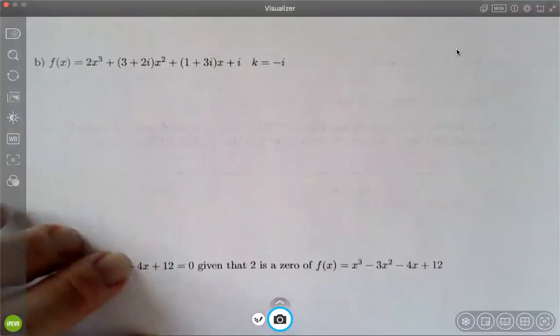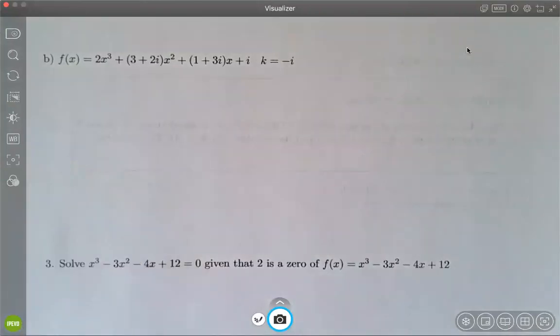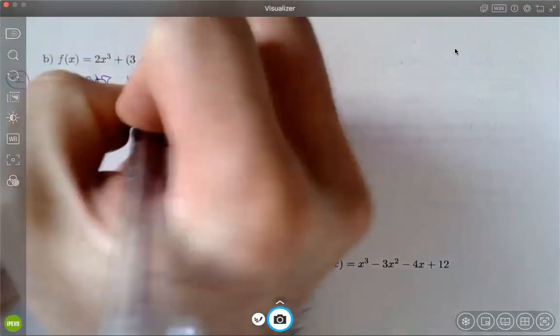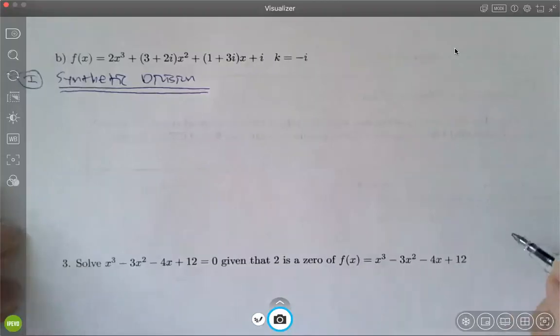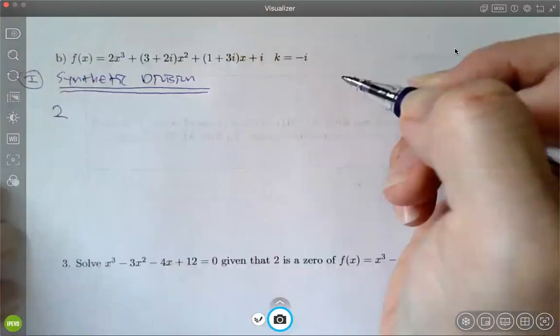So here is part B. Now our f of x changes, and the value of k is also different. So what do we do? Remember, f of x is always the dividend. So step number 1 is synthetic division. That's always step number one. f of x is the dividend, so we take the coefficients. The first coefficient is easy, right? It's 2.